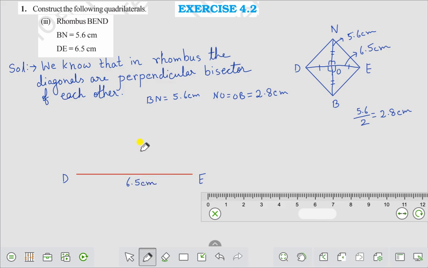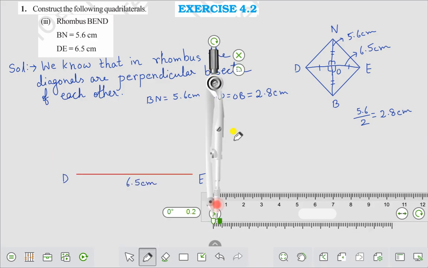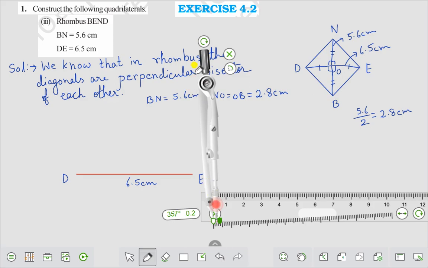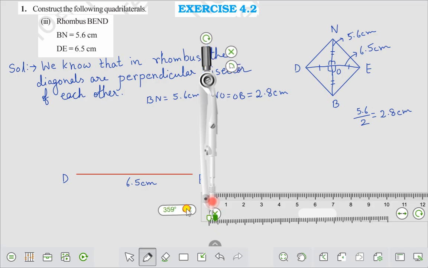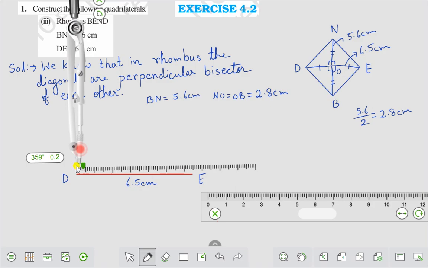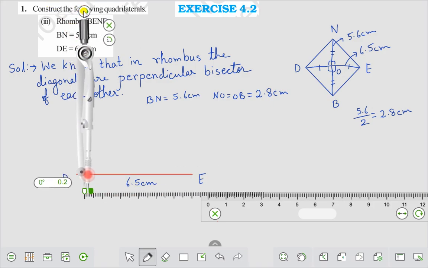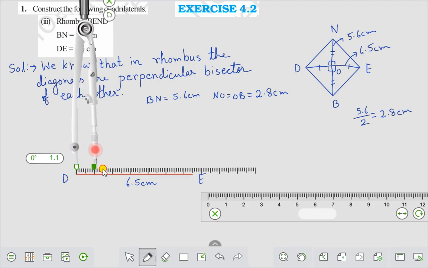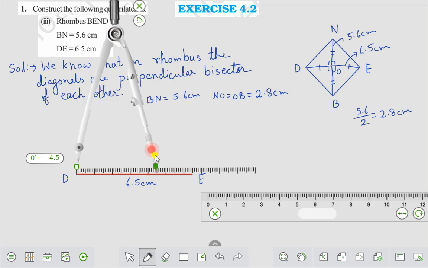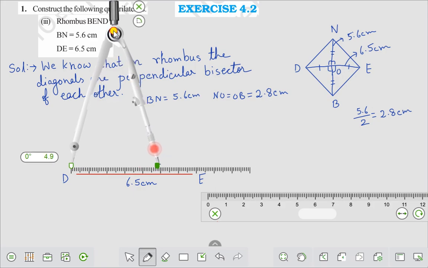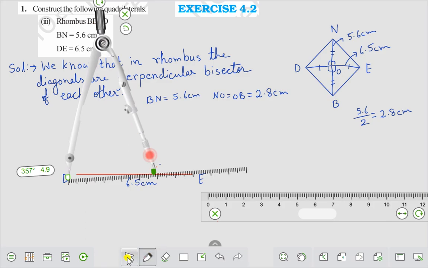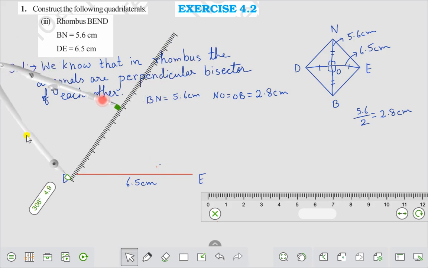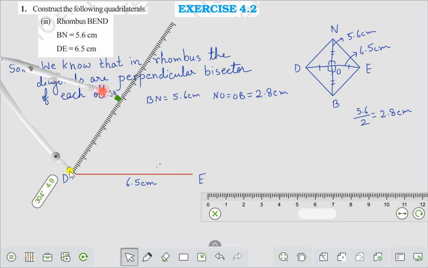You will find the perpendicular bisector of DE with the help of a compass. Let us take a compass here. With this compass we will draw the perpendicular bisector of DE. Now you see, place the pointer at point D, take more than half, and draw an arc. Taking D as the center, make an arc here.